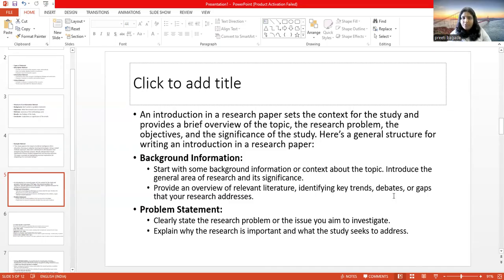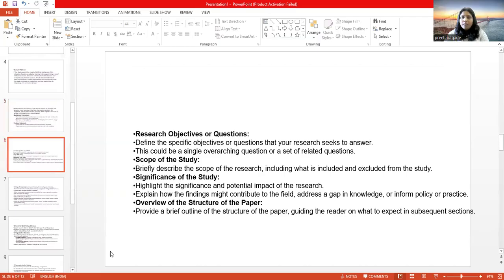Next is the problem statement. This is very important, as it clearly states the research problem or the issue you aim to investigate. Explain why the research is important and what the study seeks to address. Again, what are the research objectives or questions? Define the specific objective or question that your research seeks to answer. Whatever research you are doing, it should be answerable. This could be a single overarching question or a set of related questions.